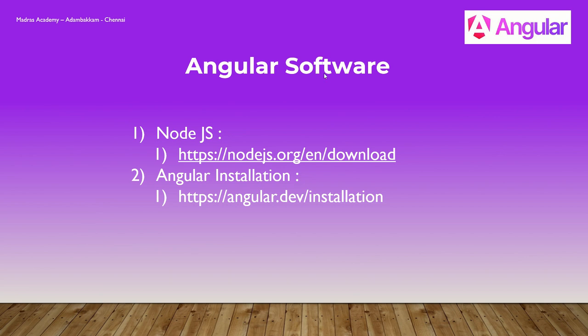So here we have a software link. Like if you need to install Node.js, this is the official link. Okay, you can go to this link and download it in your system and install it. And for the Angular installation, this is the installation link. How to install everything is given here. Okay, so we will use this link.